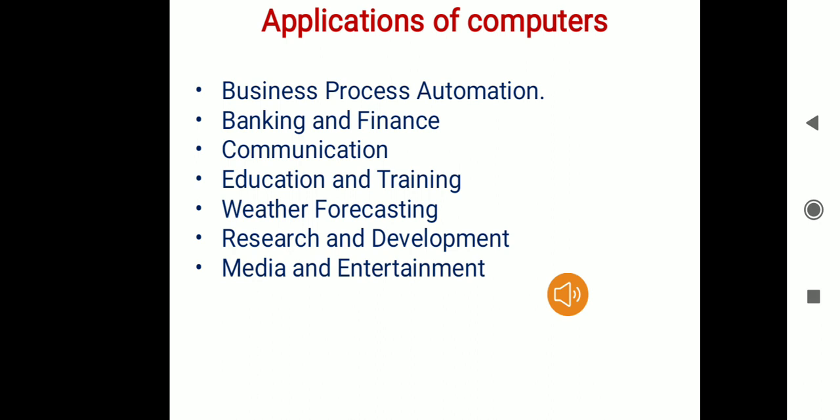The seventh one is in media and entertainment. The media and entertainment industry makes extensive use of computers. The common examples include action sequences in Hollywood movies and the cartoon shows on the televisions.